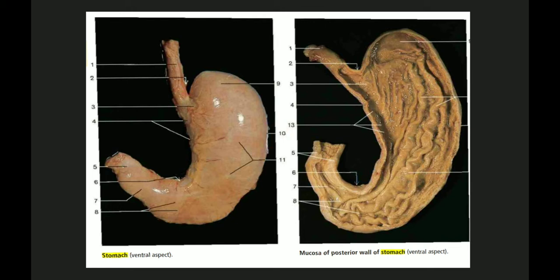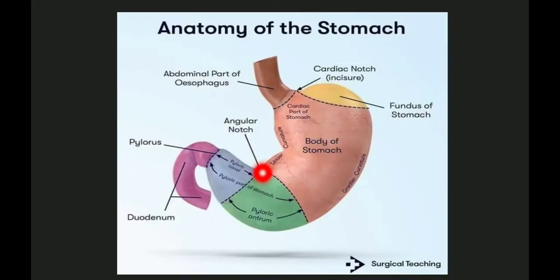Now, the pyloric part extends from the right side of the body to the pyloric constriction. That means the pyloric constriction is considered the proximal part of the pyloric part. This part is further subdivided into two regions, pyloric antrum and pyloric canal. Remember, the pyloric antrum is 2.5 centimeters, whereas the pyloric canal, the distal part, is 7.5 centimeters.